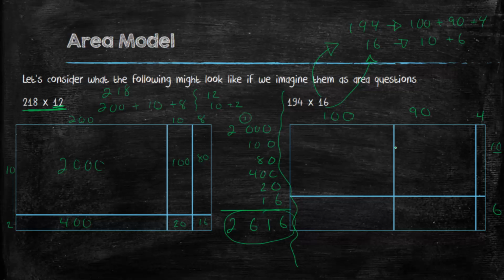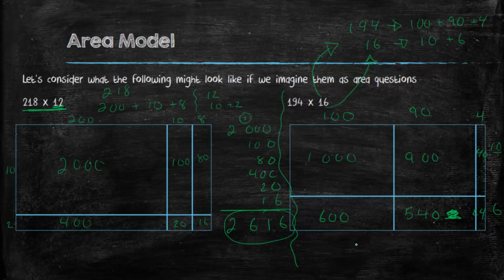Can we multiply this? 10 times 100, that's 1,000. 10 times 90, it's 900. 10 times 4, that's 40. 6 times 100, that's 600. 6 times 90, well, what is it? Well, you bring down the 0. What's 6 times 9? 54. So that's 540. That took me a while. And 6 times 4 is 24.